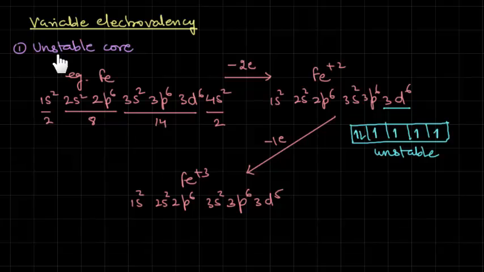So the reason is unstable core. This core, which is left after losing the 2 electrons, is still unstable because of this extra electron. So it will try to stabilize more by losing one more electron, and therefore it will have one more electrovalency, which is +3.